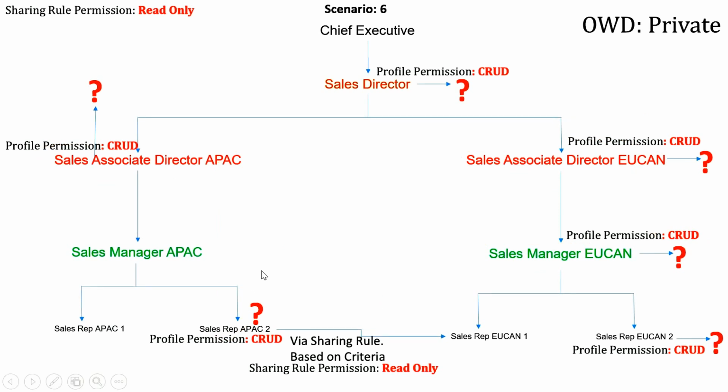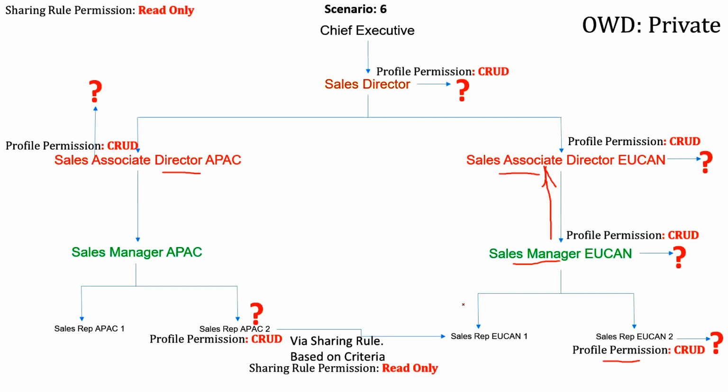So here is one scenario where sales rep APAC 2 has created one record and shared it with sales rep UCAN 1 with the sharing rule accessibility as read only, and OWD is set to private. Now, above the role hierarchy with profile permission CRUD would be able to edit, and it has been shared with this user. Will this user be able to view or edit the record or not, as this user is above the role hierarchy of this user?